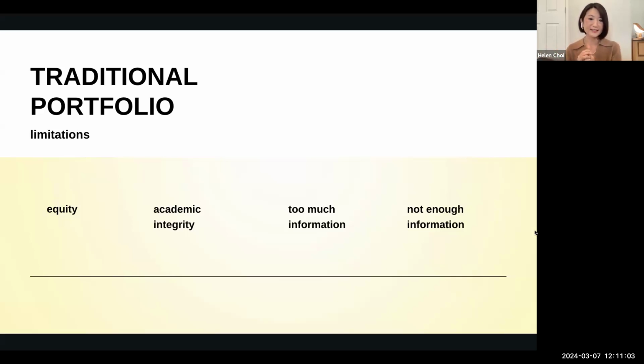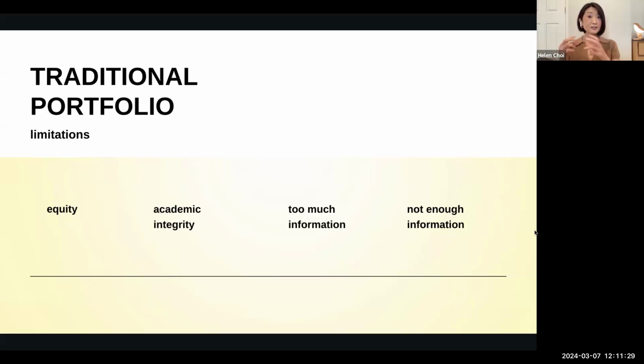Also, because it is a take-home exam, you have some issues of academic integrity. We're not always sure who did the writing. Sometimes you want to see students improve their writing, but then when you see an improvement that's exponential, or it's written in a different voice, you can kind of tell maybe they've had some extra help.